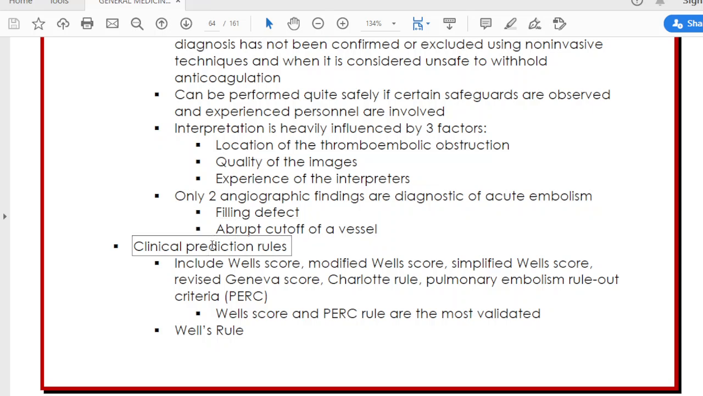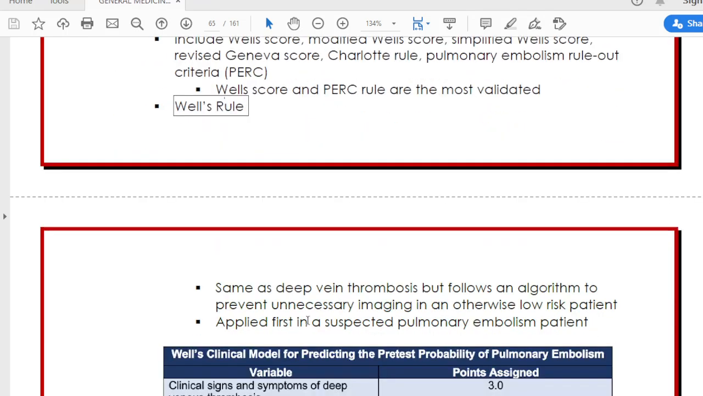Clinical prediction rules include Wells score, modified Wells score, simplified Wells score, revised Geneva score, Charlotte rule, and pulmonary embolism rule-out criteria, PERC. Wells score and PERC rule are the most validated. Wells rule: same as for deep vein thrombosis, but follows an algorithm to prevent unnecessary imaging in an otherwise low-risk patient. Applied first in a suspected pulmonary embolism patient.